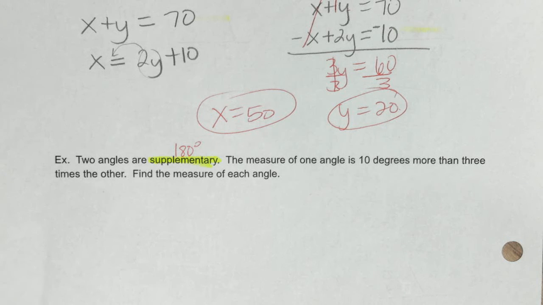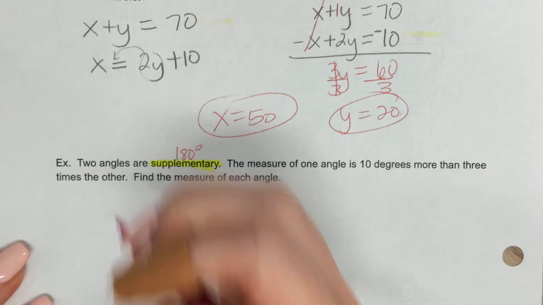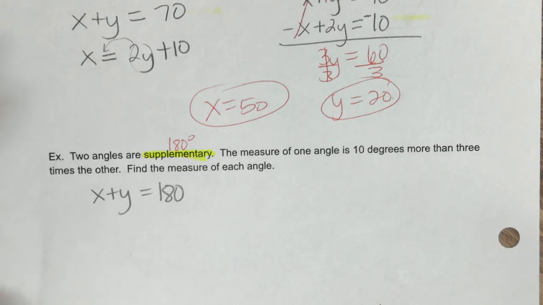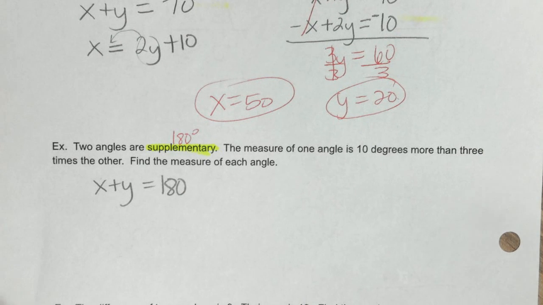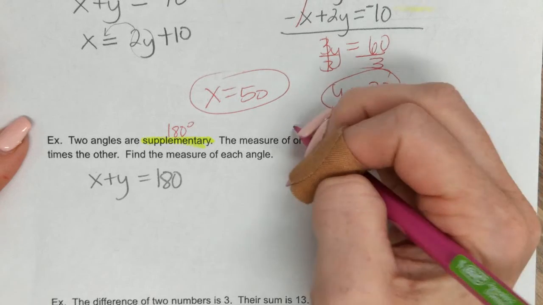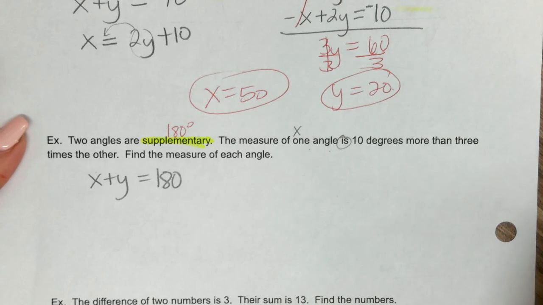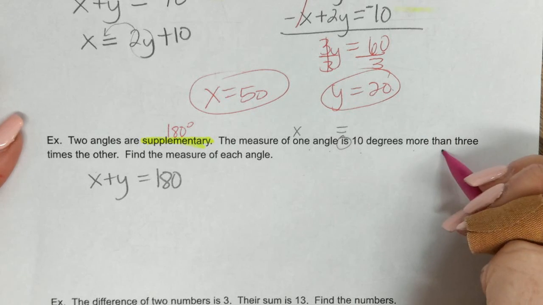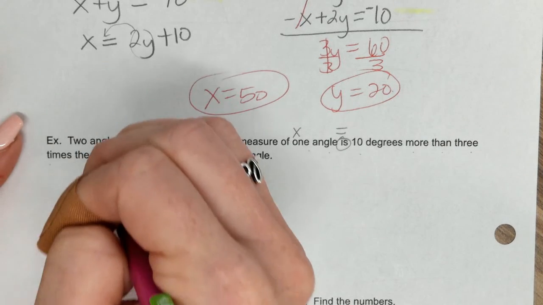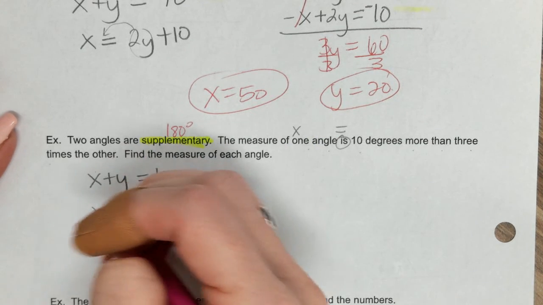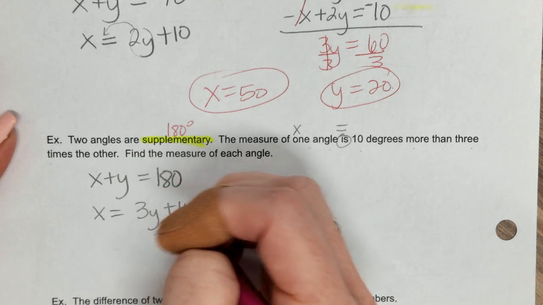Okay, what's the first equation? X plus y equals 180. Yeah, because it says they add up to equal 180. They're supplementary. Now I've got to do the other one. The measure of one angle, I always just start with x, is, how would I write that? Equals 10 more than 3 times the other variable. 3y plus 10. Yeah, so x is 3y plus 10.